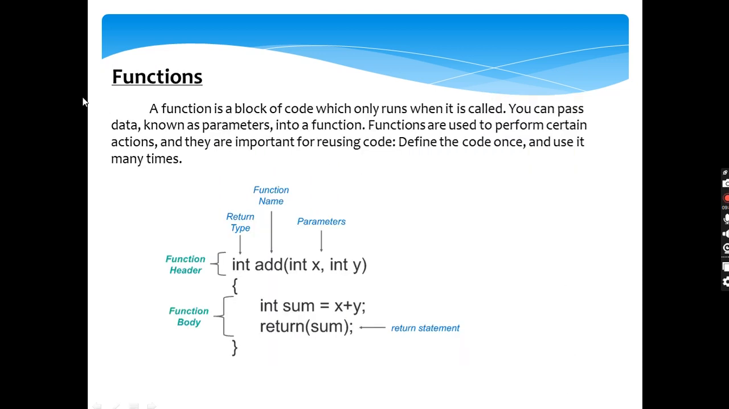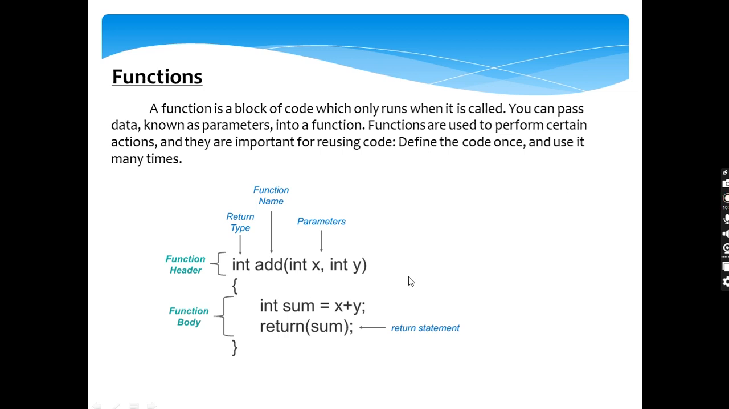Next we have functions. A function is a block of code which only runs when it is called. You can pass data known as parameters into a function. Functions are used to perform certain actions and they are important for reusing code: define the code once and use it many times.